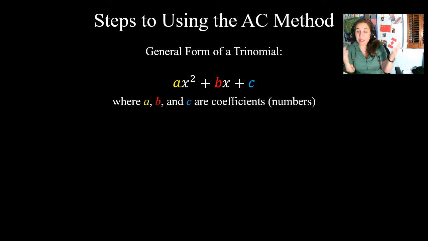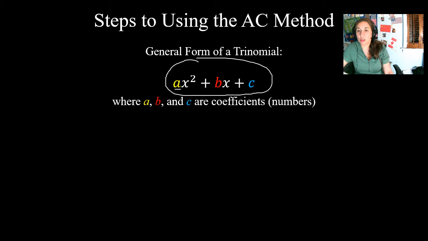So how do we use the AC method? What are the steps? It's important to understand that when we're dealing with a trinomial, a 3-term polynomial, we, as mathematicians, write it like this. This is the general form of a trinomial. We write it as ax squared plus bx plus c, and a, b, and c are our coefficients, our numbers. We know what coefficients are; we've gone over that again and again at this point.